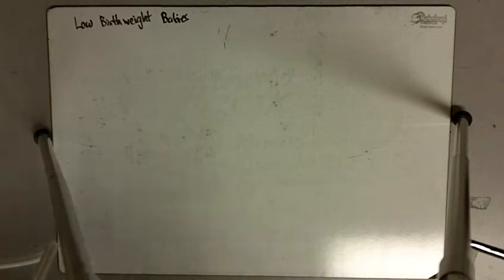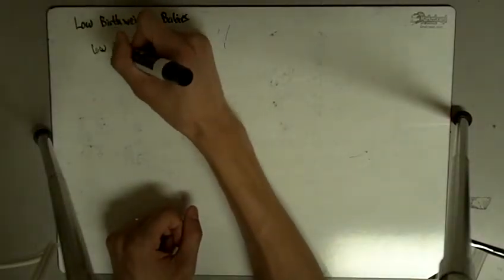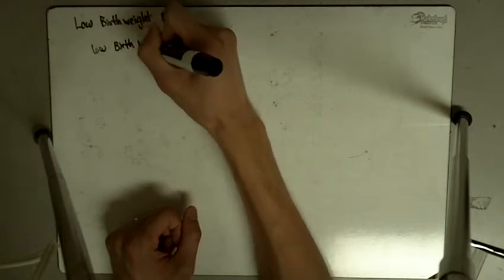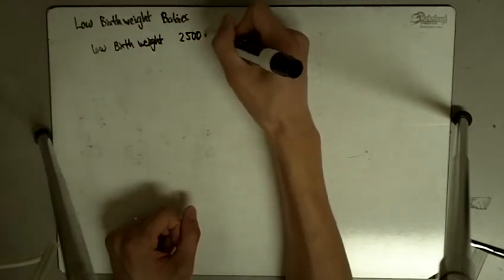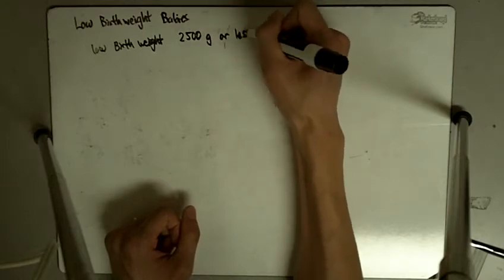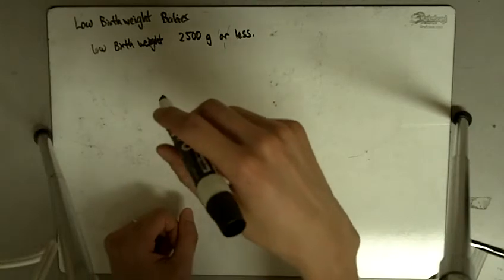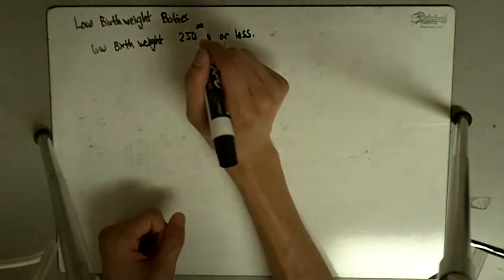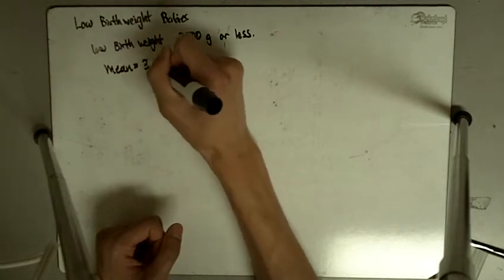Okay, it says babies born weighing 2,500 grams or less are called low birth weight babies. So low birth weight is defined as 2,500 grams or less. And it says the mean birth weight for US born children is 3,462, so the mean is equal to 3,462.